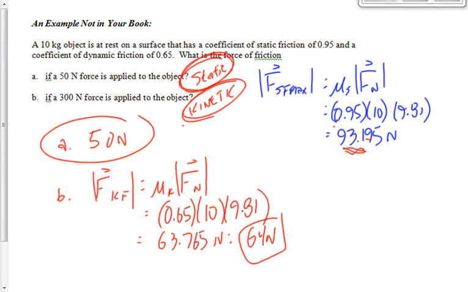Hey, if for 3 of them it moves, the answer is the same for all 3, right? Okay, what if I pushed with 600 newtons here? What if I push with 600 newtons? Would it move? Yes. What's the force of kinetic friction if I push with 600 newtons? It's 64 newtons. Okay, it doesn't matter how hard I push, kinetic friction will always be the same as long as it moves. Right? Make sense?